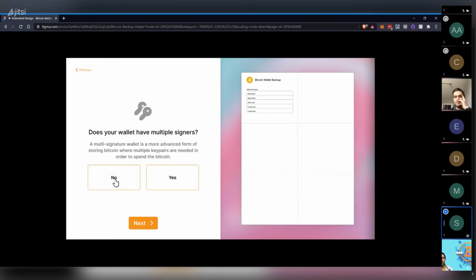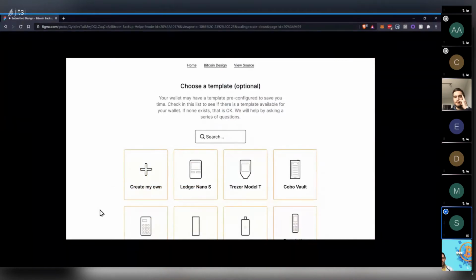And then the next thing we ask them for is what type of wallet they're using. The idea being that for different types of popular wallets, like a Ledger or a Trezor or anything else, we could have a preset template already for that wallet. Like we could reach out to the manufacturer and ask them what types of details the user is going to need to be able to restore the wallet. But in lieu of that, we can also allow the user to create their own template. So we say, create my own.